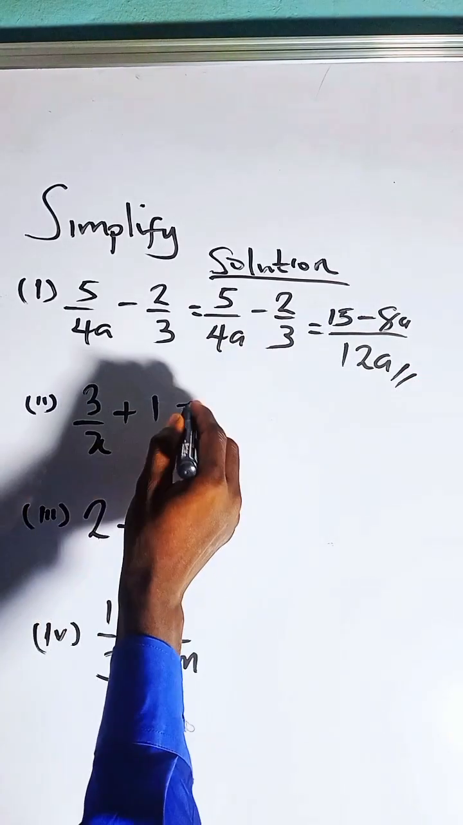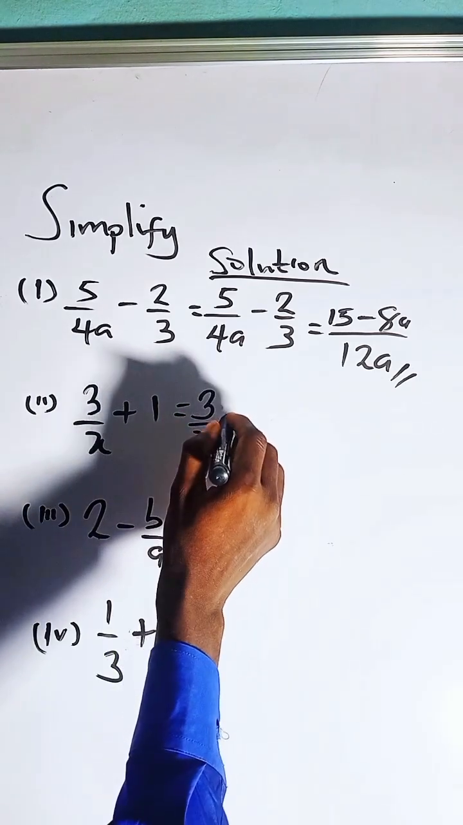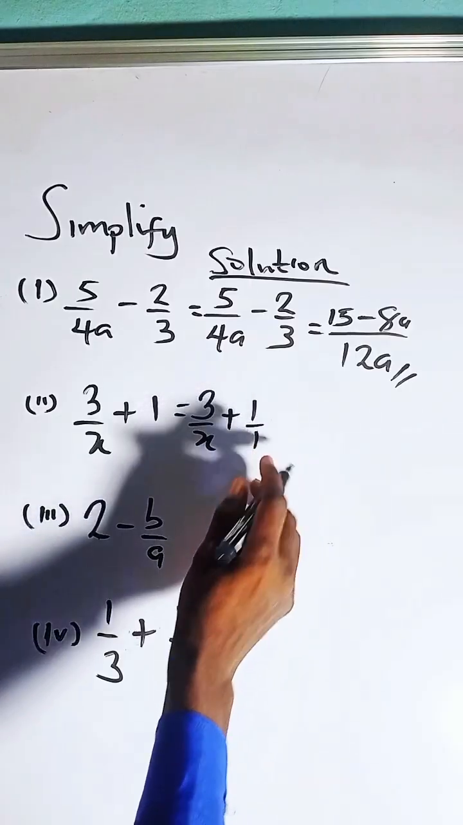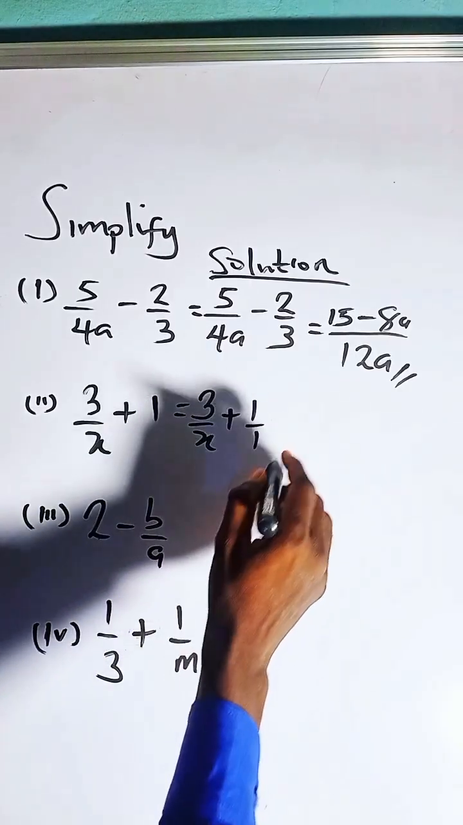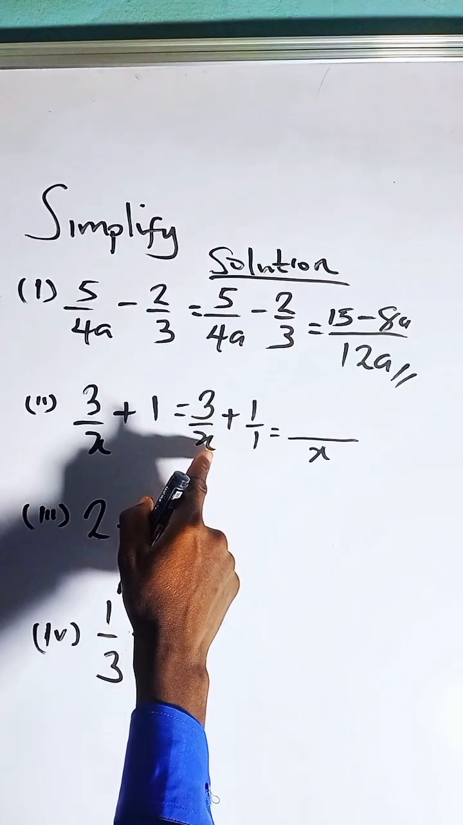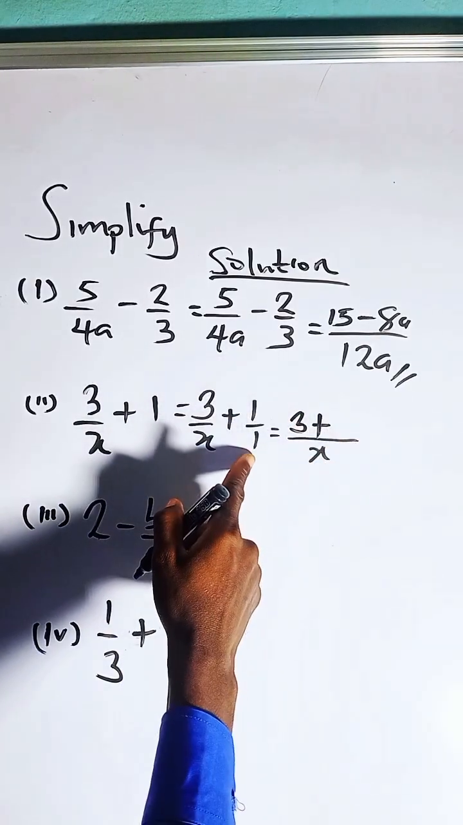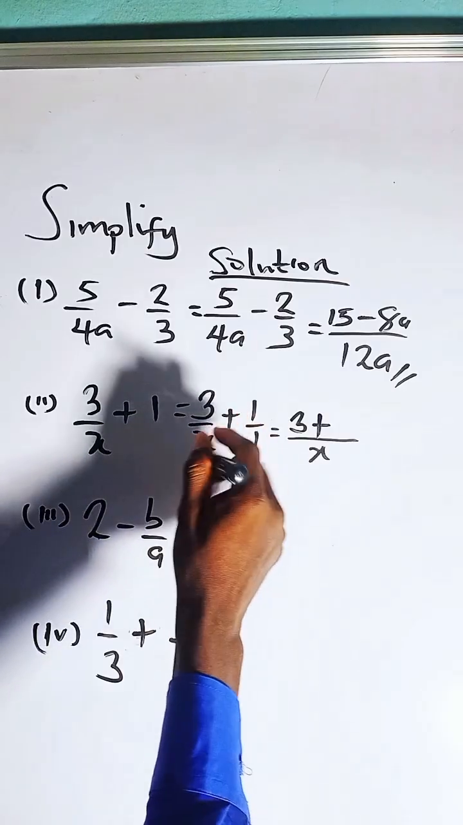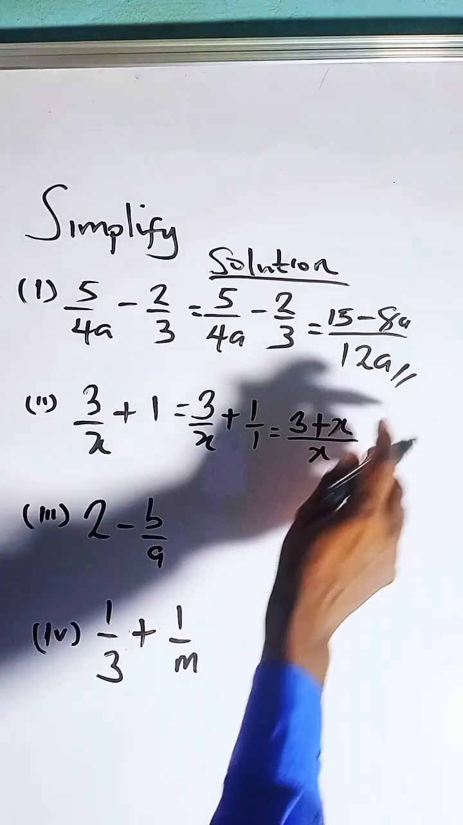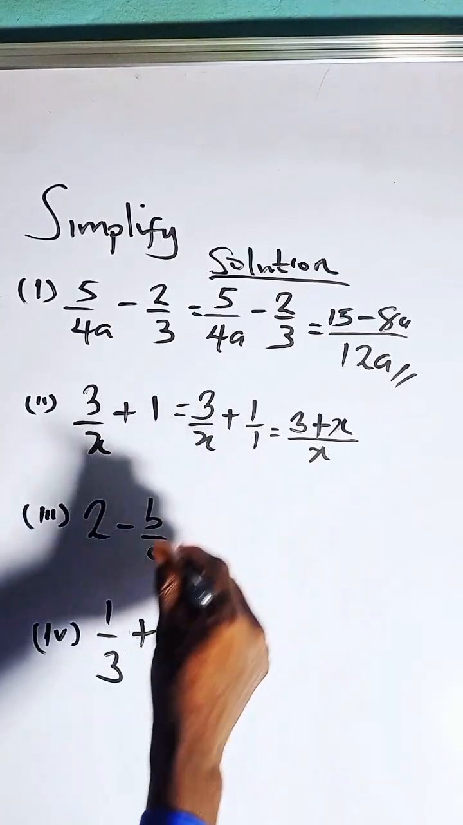Now for the second one, we have 3 over x plus 1. The 1 is equal to 1 over 1 as the denominator. So the LCM here is x. When we divide, we have 1 multiplied by 3, which is 3, plus, and x multiplied by 1 is x. So our answer is 3 plus x over x.